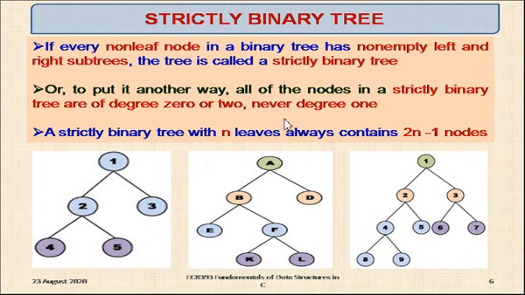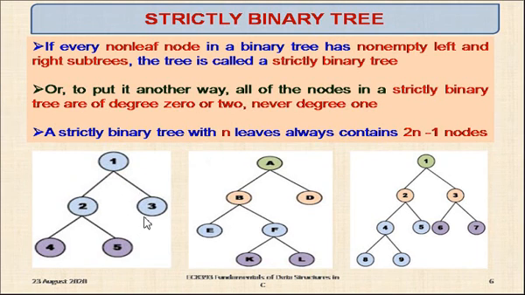So a node can have a degree of either 0 or 2. Here it is 0, here it is 2, for 2 it is also 2, for 4, 5 and 3 the degree is 0. So it may be either 0 or 2, then we can call it a strictly binary tree. A strictly binary tree with n leaves always contains 2n minus 1 nodes. Right. Look at the first example.